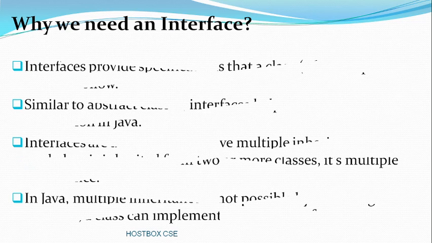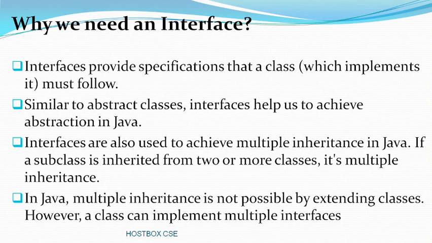So why do we need an interface? There are reasons. It provides specifications that a class must follow, which means we can easily implement it. Similar to abstract classes, interfaces help us achieve abstraction in Java very easily and quickly. Interfaces are also used to achieve multiple inheritance in Java. If a subclass is inherited from two or more classes, it is multiple inheritance, and in Java, multiple inheritance is not possible by extending classes. However, a class can implement multiple interfaces. So if you have a class, you can use interface 1, interface 2, interface 3 and so on. It is possible in Java.